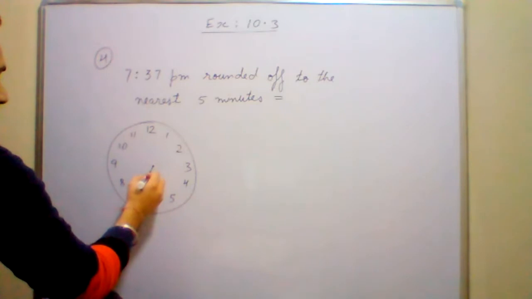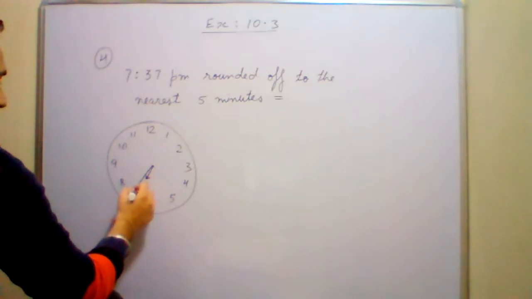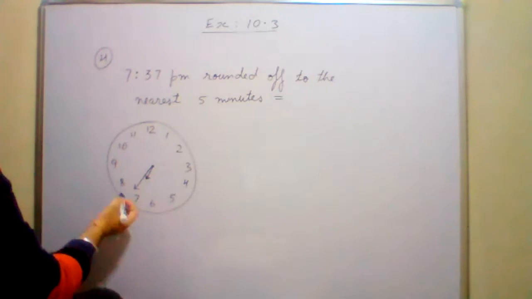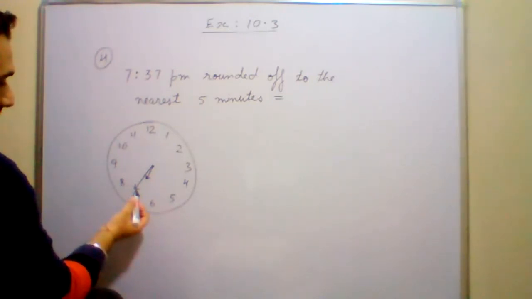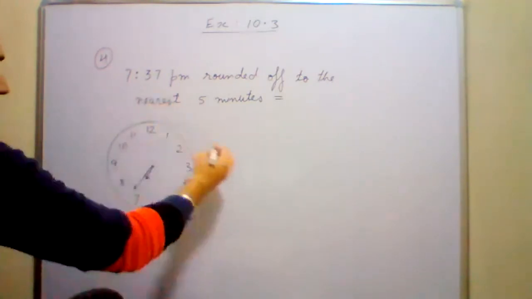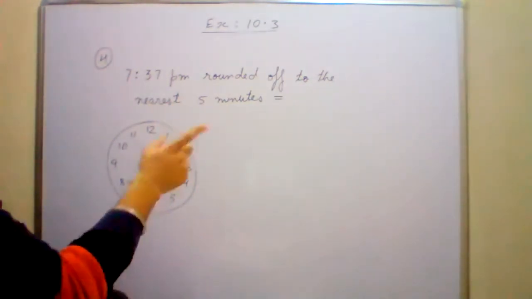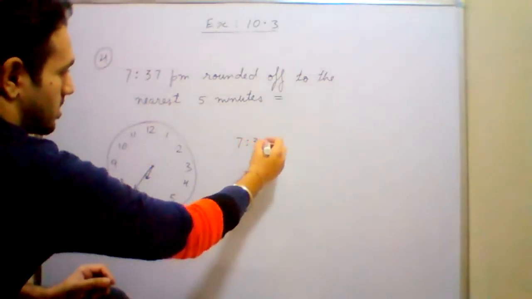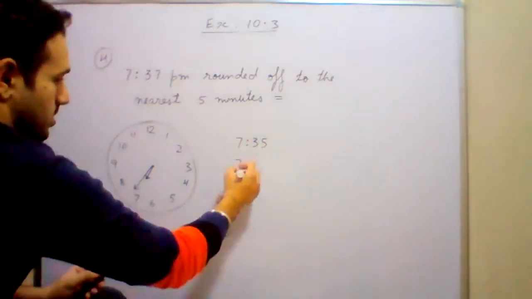So at 7:37, the hour hand is pointing at 7. Hour hand points at 7, but the minute hand is a little ahead of 7. 7 से थोड़ा आगे बढ़ जाता है. So can you tell me, at 7:35, the minute hand points at which number? 7:35. 7:30. 7:35. 7:38. Sir, 7:38.